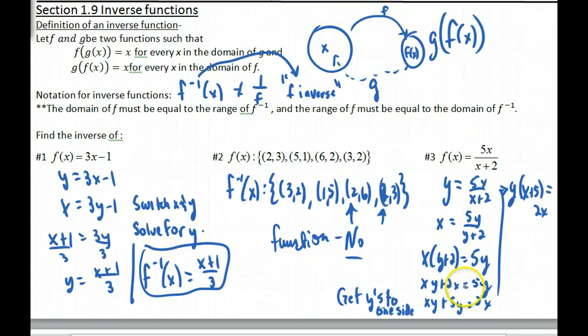I'm out of room here a little bit. Solve for y. So y is equal to, I have to divide both sides by x plus 5, 2x over x plus 5. I'm not done. I have to write f inverse of x is equal to 2x over x plus 5. Okay, so I have to worry about my domain here. X can't be 5. Negative 5, sorry. X can't be negative 5.